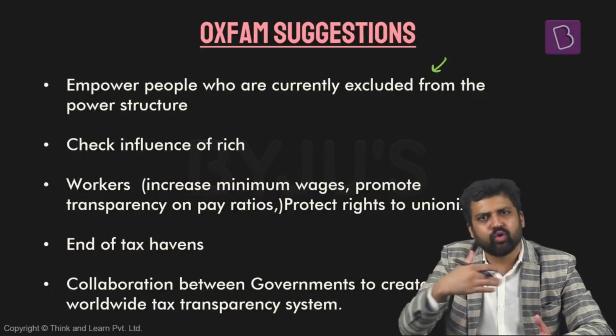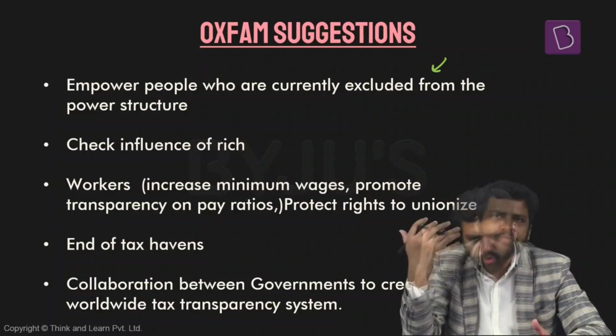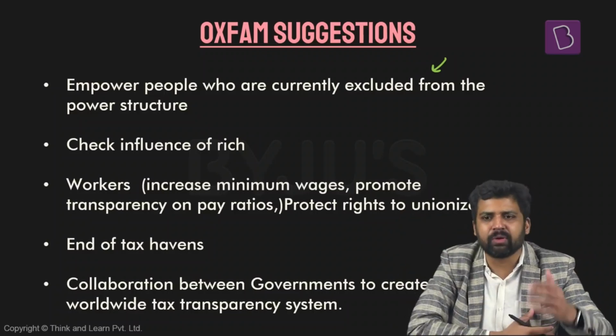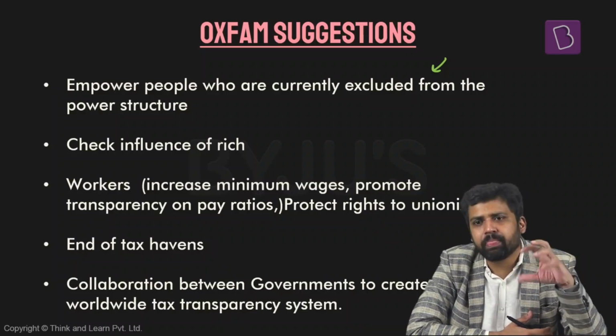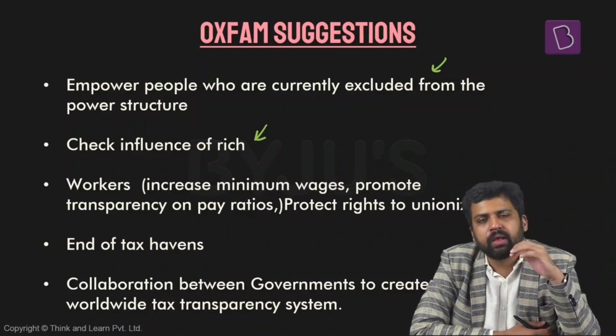We in India try to do that. We have democratic decentralization. We have universal franchise. So through these means, people at the bottom can participate in the power structure. Also, if you look at the constitution, we have different kinds of provisions by which people in different sectors can form unions and associations. All these things can ensure that people at the bottom also have some say in the policy making process. Oxfam also suggests that the influence of the rich, the influence of the affluent, also needs to be checked.